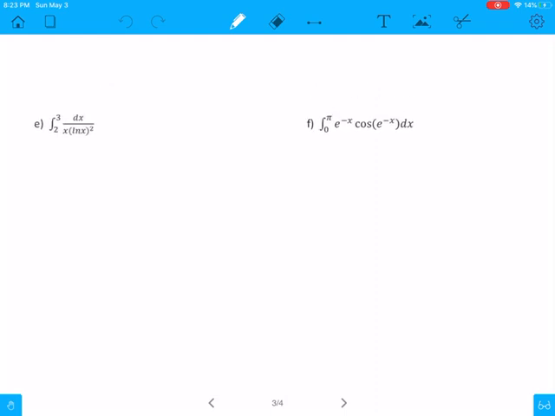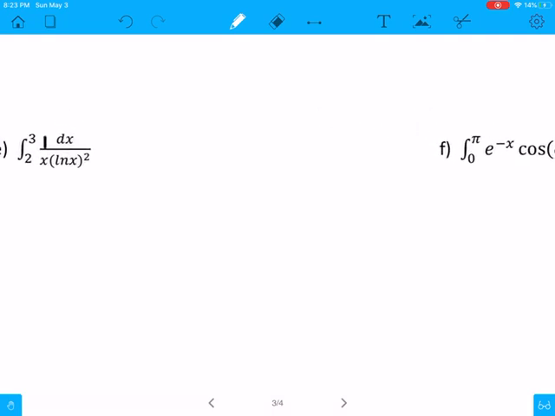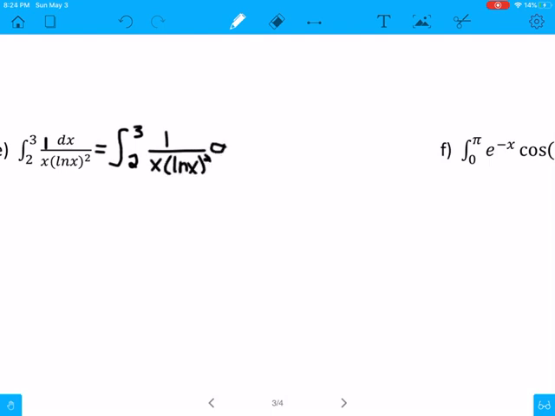So this one is the area under the curve from 2 to 3 of the graph of, this would technically be a 1 up here, 1 over x ln x squared dx. So this can be rewritten technically as the integral from 2 to 3 of 1 over x ln x squared dx.